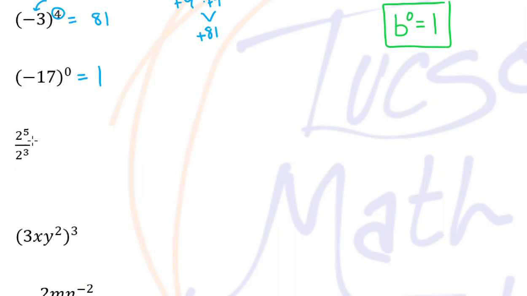Let's talk about 2 to the 5th power over 2 to the 3rd power. I'm going to write that one out here. That's 2 times 2 times 2 times 2 times 2 over 2 times 2 times 2. Now, I could just do the math. 2 to the 5th power, 2, 4, 8, 16, 32 on top, divided by 2, 4, 8 on the bottom, and then I could figure out what that is, and 32 divided by 8 is 4.